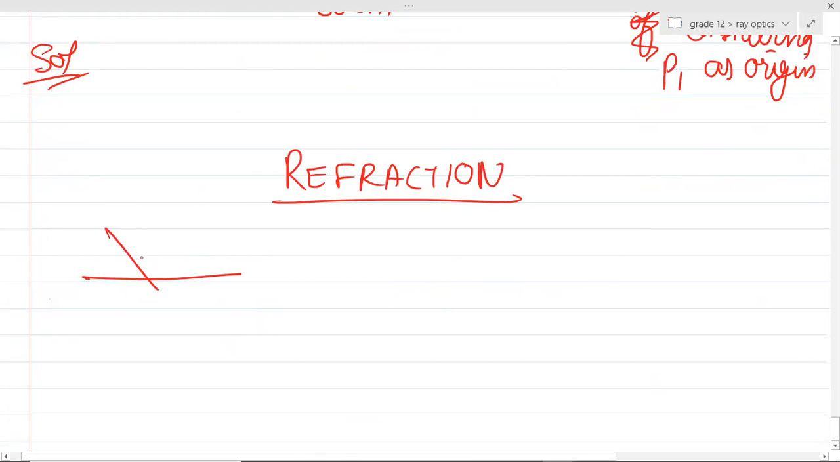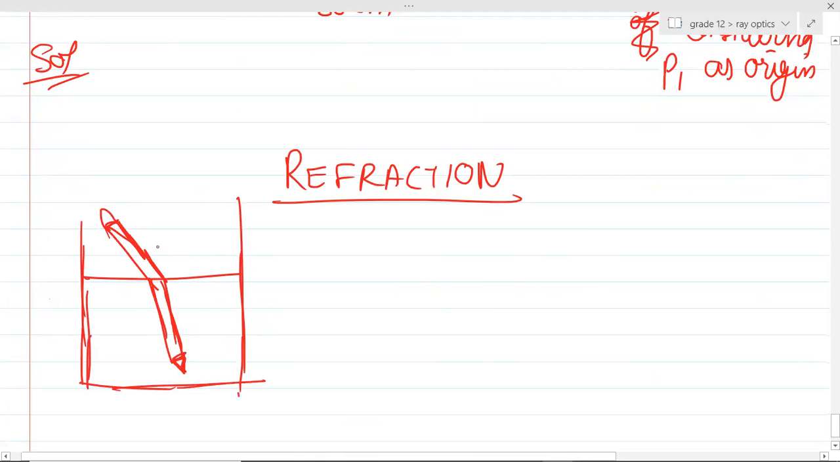Whenever you have a pencil and you dip that pencil in water, then it looks a little bit bent, like this. Yes or no, guys? Have you ever tried this at home? Yes, sir. So basically, why is it looking bent, a little bit bent?